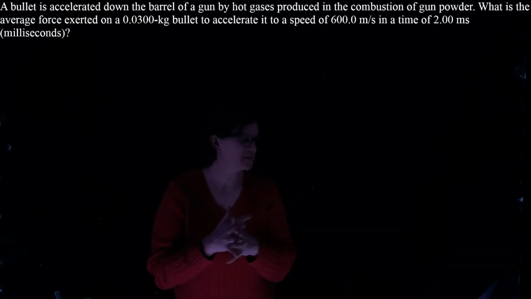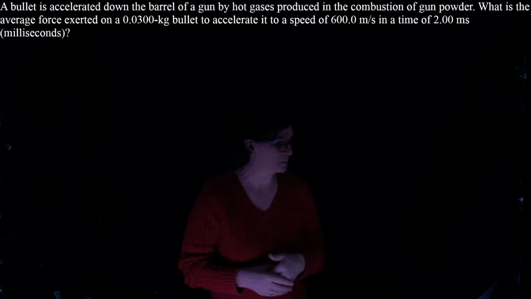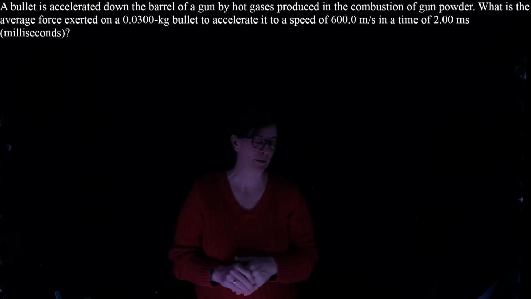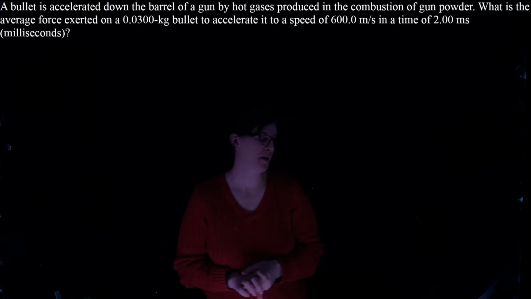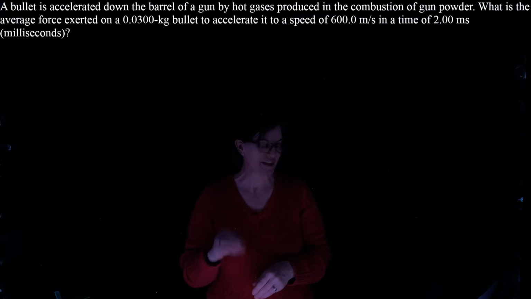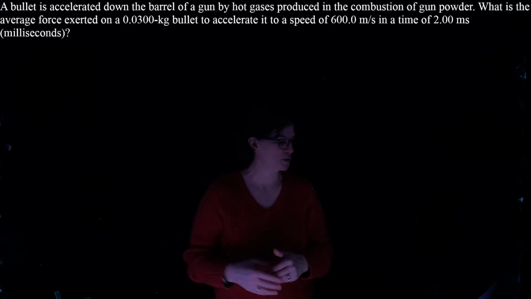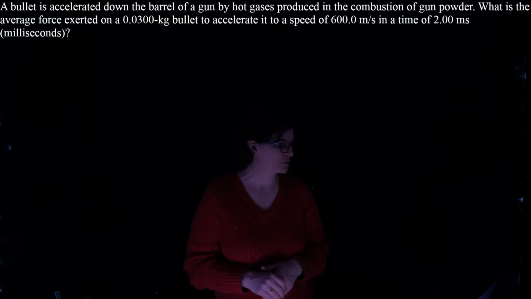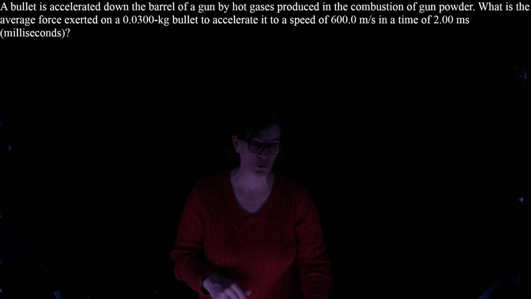All right, so this problem deals with the idea of impulse, and it reads, a bullet is accelerated down the barrel of a gun by hot gases produced in the combustion of the gunpowder. What is the average force exerted on a 30 gram, so 0.03 kilogram bullet to accelerate it to a speed of 600 meters per second in a time of 2 milliseconds, so 2 times 10 to the minus 3 seconds.